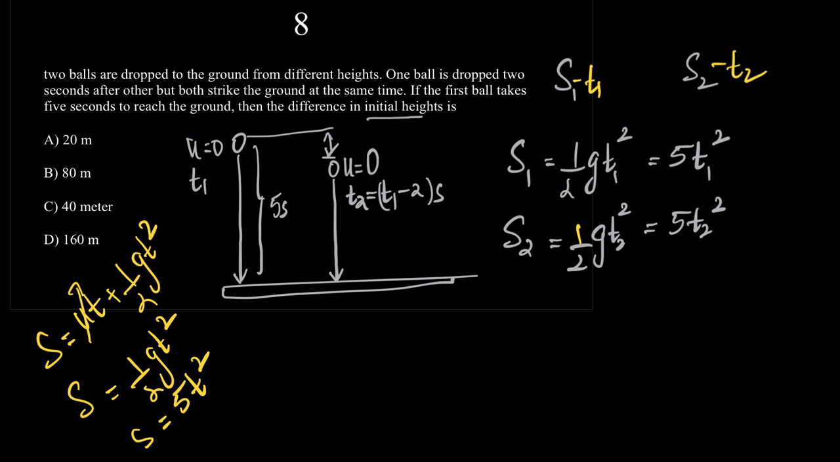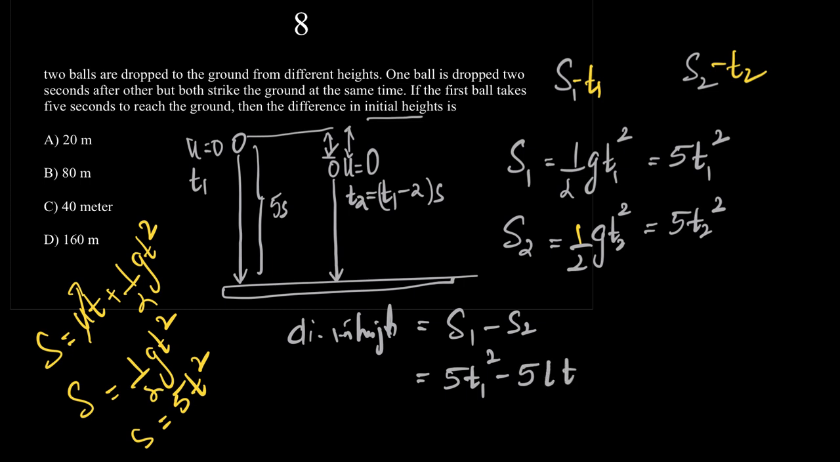See, the difference in initial heights should be equal to the difference in displacement, because it is this distance which marks the only difference between these two bodies being dropped. So difference in initial heights is equal to S2 minus S1, or S1 minus S2. What is S1? S1 is 5 T1 square. What is S2? 5 into T2 square. Now, what is the relationship between T2 and T1? From here, we know that T2 is T1 minus 2.